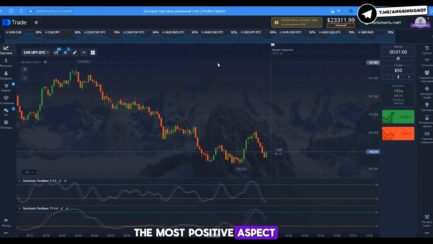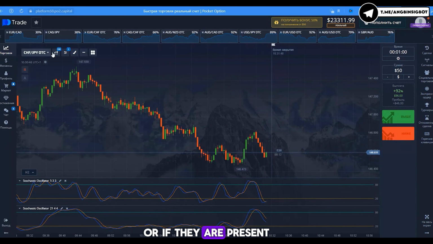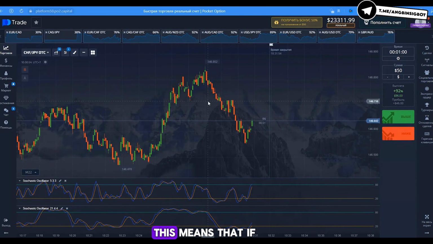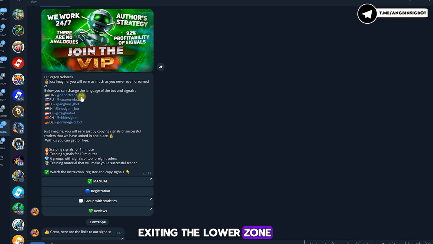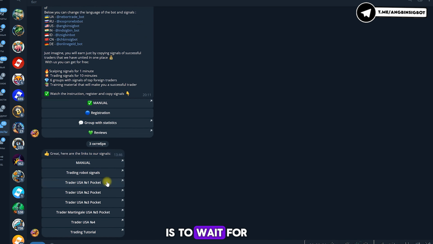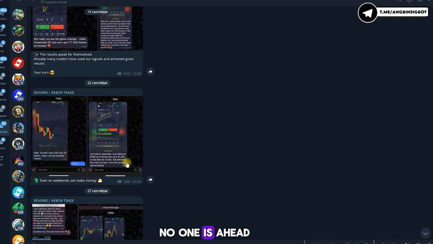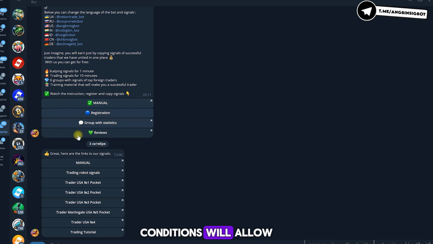The most positive aspect here is that there are very few conditions. I have highlighted just two. First, ideally, avoid trends. Or if they are present, then enter based on the signal that will indicate movement in the direction of this trend. This means that if the trend is upward, the signal should be in the form of the stochastic exiting the lower zone. It will turn out that you will enter on a pullback. And the second condition is to wait for the moment when both stochastics exit the zone simultaneously. No one is ahead of anyone. This exit must be identical, and fulfilling these two conditions will allow you to effectively increase your balance.